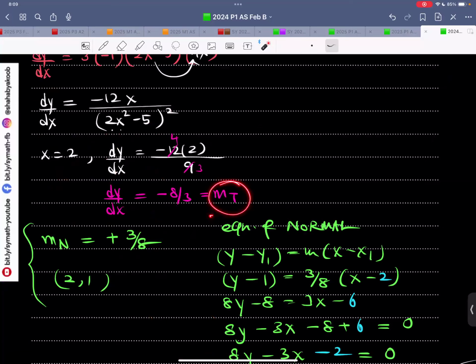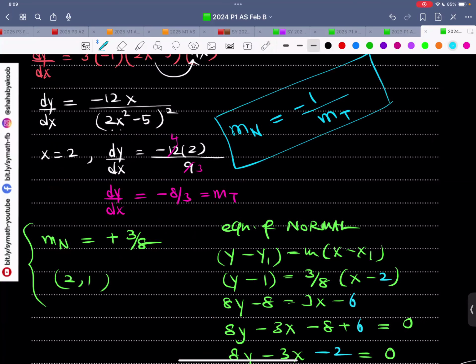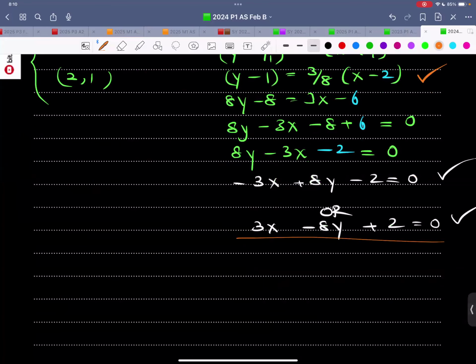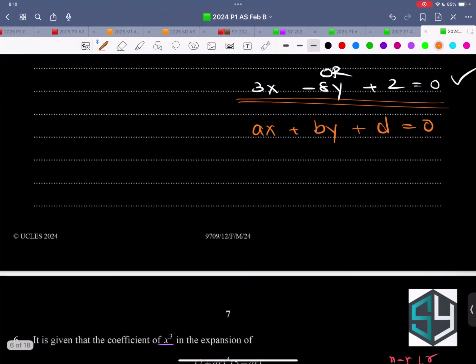This dy by dx is gradient of tangent. Gradient of normal is negative reciprocal. People ask this question, should we write something like this, that gradient of normal is negative reciprocal of gradient of tangent? Yes, it's a good idea that you can write it. Show all the working. Do not leave the working as it is. You have to continue, and when you continue, you have to write exactly in this form. So this is ax plus by plus c or d equals to 0, and that's how the constants are obtained.